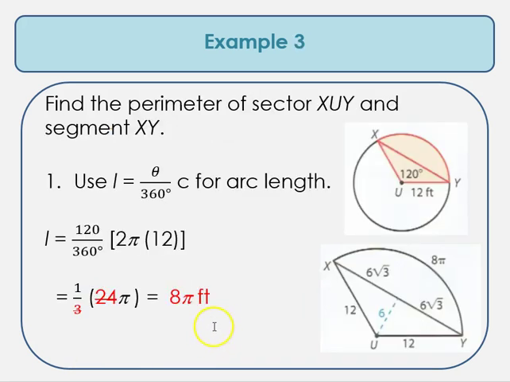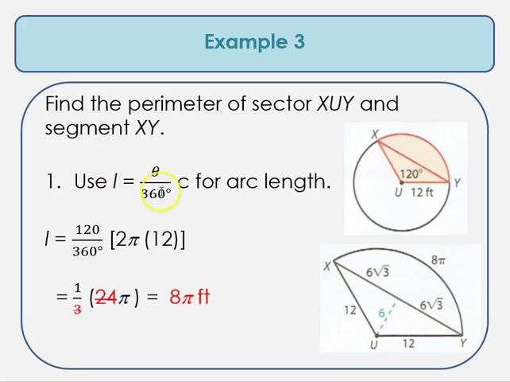Now example 3 takes this a little further. We're going to find the perimeter of a sector and the segment XY. So the sector is XUY, this whole shaded piece, and the segment XY. So what they've done is a blow up of the sector below here, and this will help us find our answers. So we're going to begin by finding the arc length.